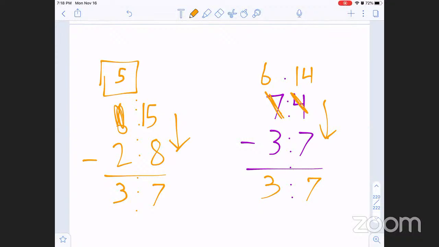You need to make sure that you know how to do both of those, or at least know which one you like to do more. They both are going to get you the right answer. You just need to pick the one that you like better.